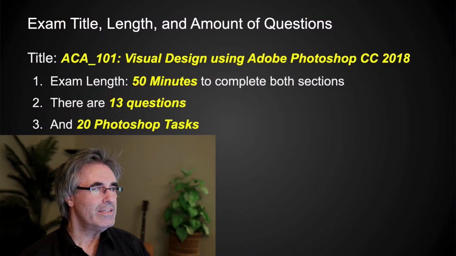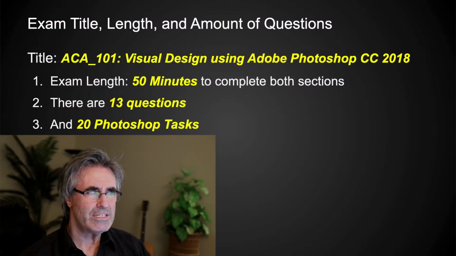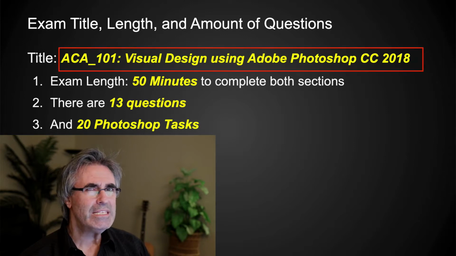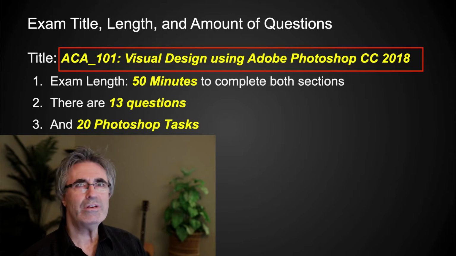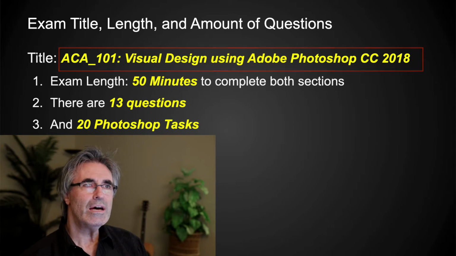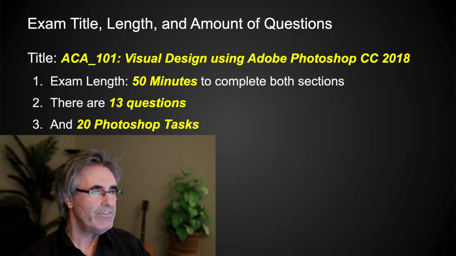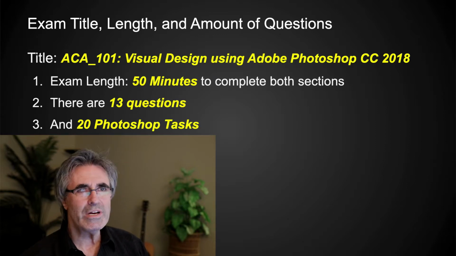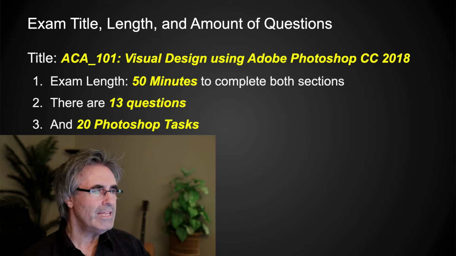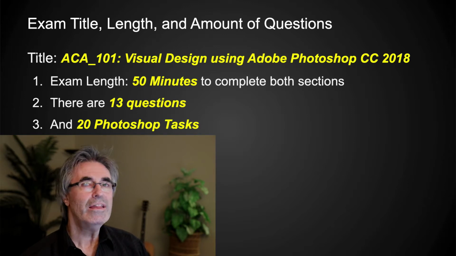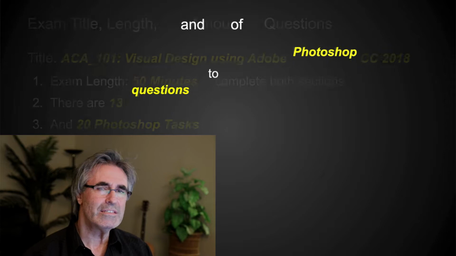Okay, now the title, length, and amount of questions. The title is ACA, Adobe Certified Associate 101, Visual Design using Adobe Photoshop CC 2018. That's what you're looking for on the test when it asks you to choose which test. It's 50 minutes. There's 13 questions, they're multiple choice and different kinds of questions. And then there's 20 Photoshop tasks that you have to do in the interface.